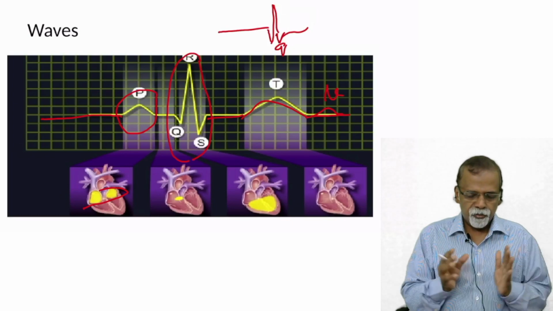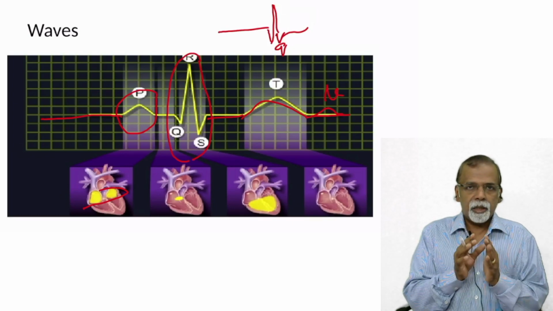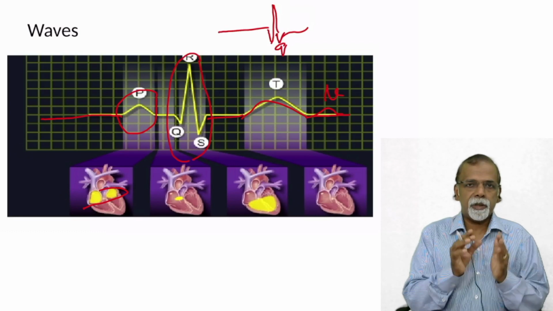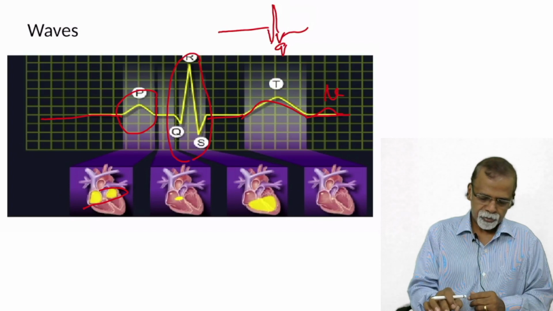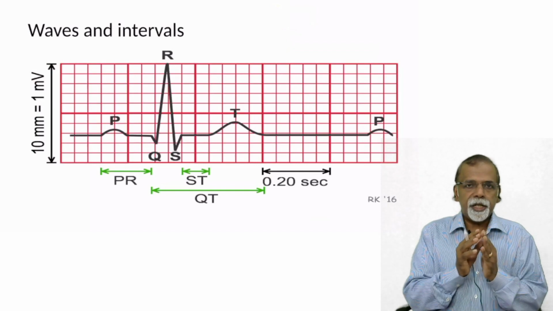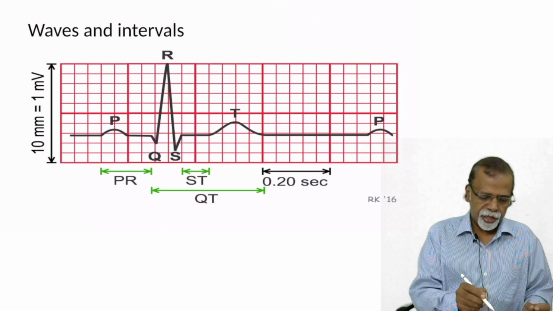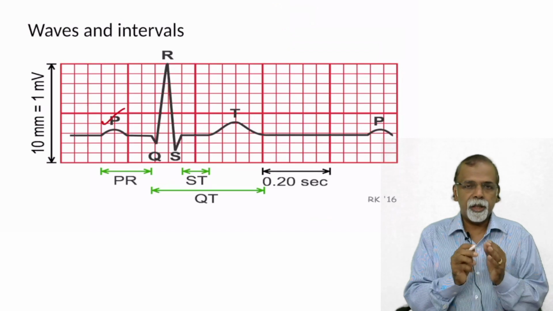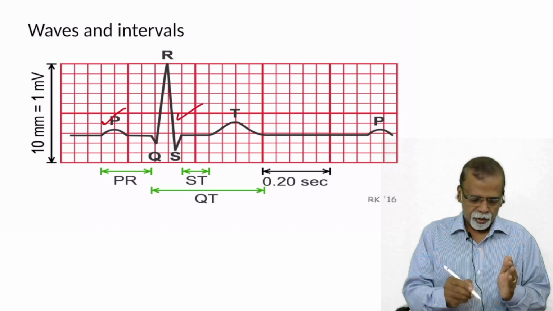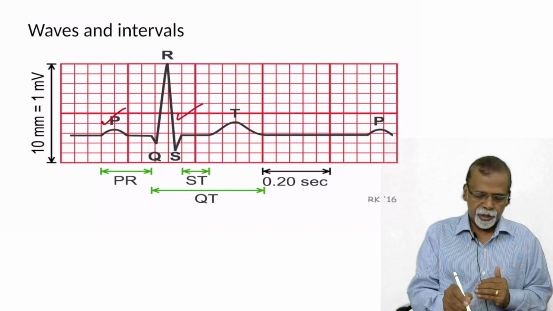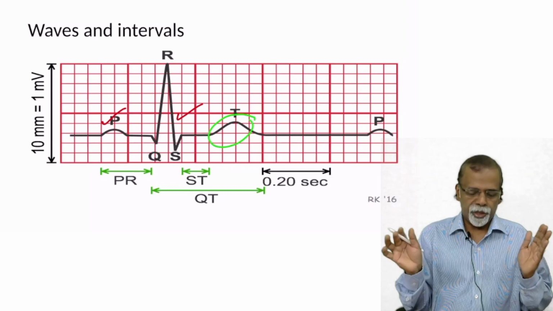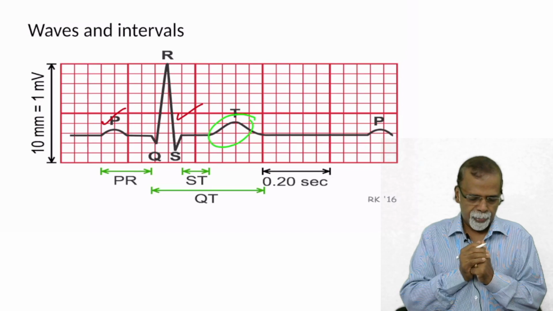So these are the waves of the normal electrocardiogram, and I have discussed the mechanism of how they are formed. This is a little more detail. A few things in addition you should understand. The P wave is produced due to atrial depolarization, the QRS complex due to ventricular depolarization, the T wave due to ventricular repolarization, and sometimes a U wave. So these are the waves you should remember.